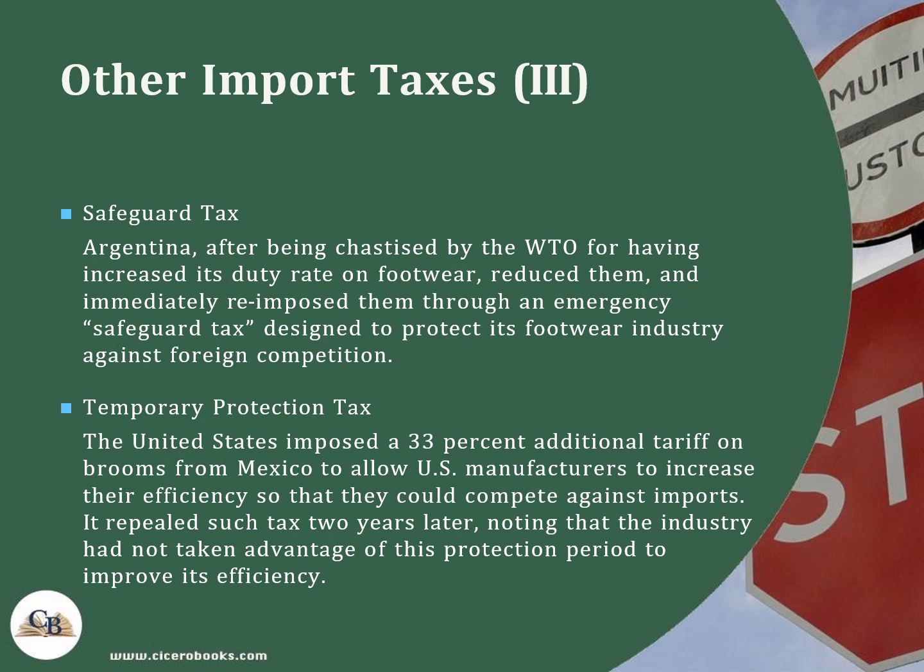Temporary protection tax. The United States imposed a 33% additional tariff on brooms from Mexico to allow US manufacturers to increase their efficiency so that they could compete against imports. It repealed such tax 2 years later, noting that the industry had not taken advantage of this protection period to improve its efficiency. So it could be done as well to have higher efficiency based on our local market.